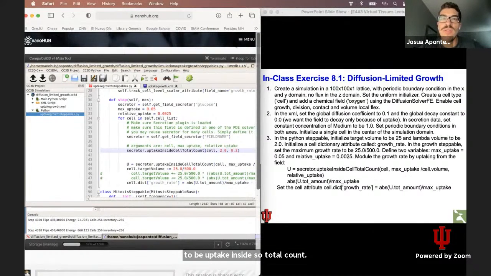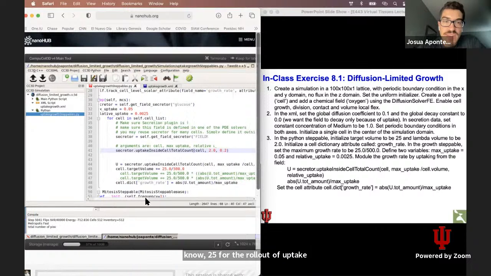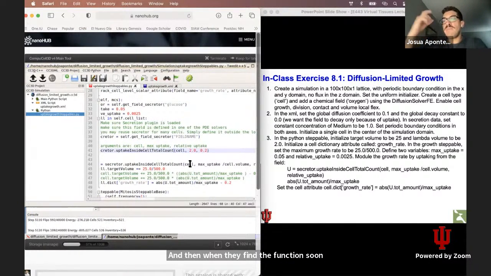And now notice that I need to specify again what the max uptake is and what the relative uptake is. And I said in the instructions that you should define them to be 0.05 for the max uptake, and then 0.025 for the relative uptake. And then when defining the function, since I am taking over every pixel of the cell, and all I want the cell as a cell to take out of the field is 0.05.